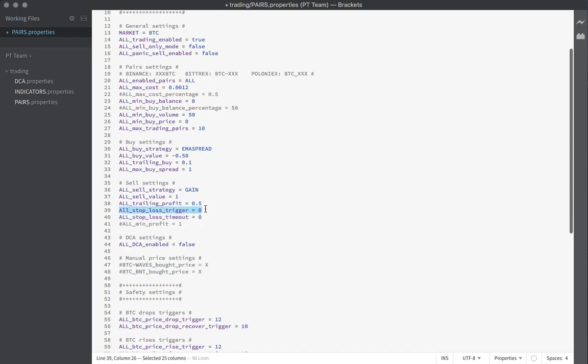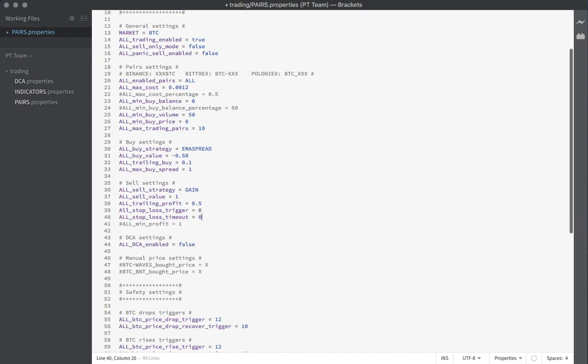Then you have your all stop loss trigger. This stop loss trigger is a percentage loss that you're willing to basically panic sell everything at. So if you leave this as all and you set it as 10, then when any of your coin pairs hit a 10% loss, it's going to immediately sell it, or immediately try and sell it.